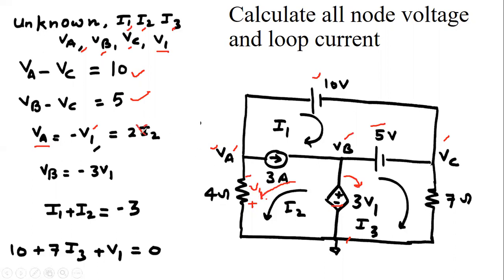So this is a wrong expression. Here the term is PA equal to 4 I2, but the sign is just reversed as the current is entering, so this is the minus sign. So now the equation: PA equal to minus 4 I2.